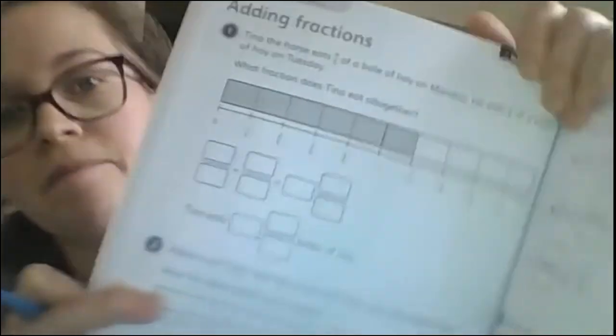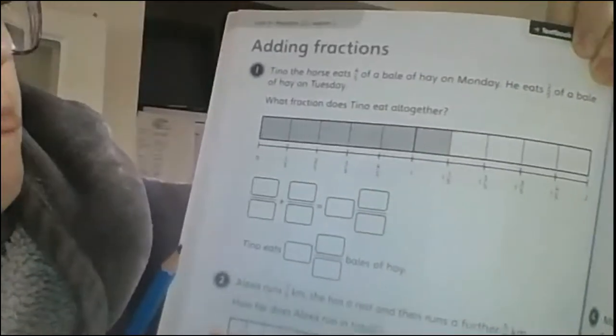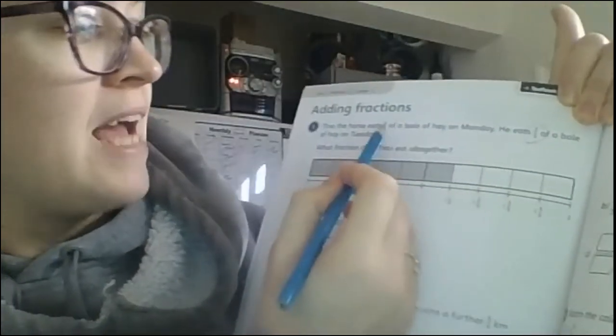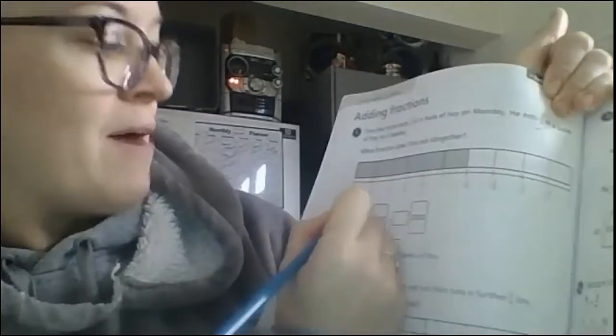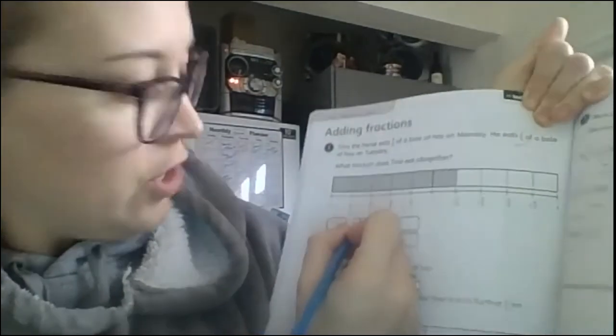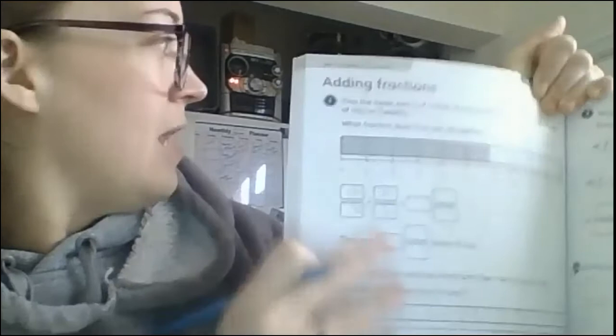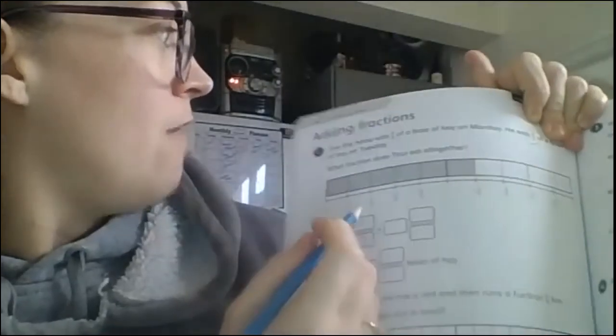Okay, welcome back. So I can see here it says, Tino, the horse, eats 4/5 of a bale of hay on Monday, and he eats 2/5 of a bale of hay on Tuesday. So I've got 4/5 add 2/5. What fraction did Tino eat altogether? Well, I know I've got 4/5 and I'm adding 2/5. So let me look at that now. I've got 4/5 add 2/5.